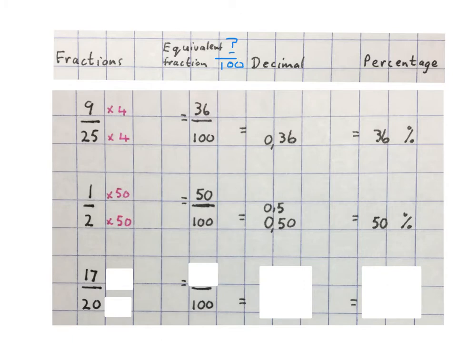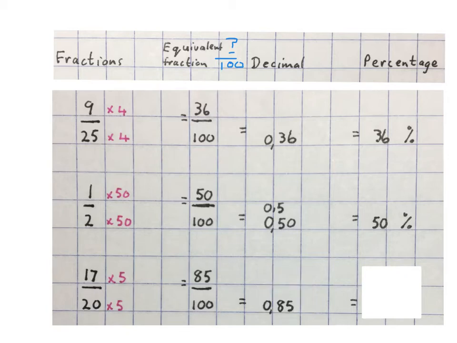Next, we convert 17 over 20, first to hundredths. To get a denominator of 20 to a denominator of 100, you times by 5 at the bottom and at the top. 17 times 5 is 85. So 85 over 100 is the same as 17 over 20. As a decimal, it's 0.85. And as a percentage, it's 85%. So remember, 17 over 20, although it looks totally different, is 85 over 100, is 0.85, is 85%. Stop the video and get your brain around these three.